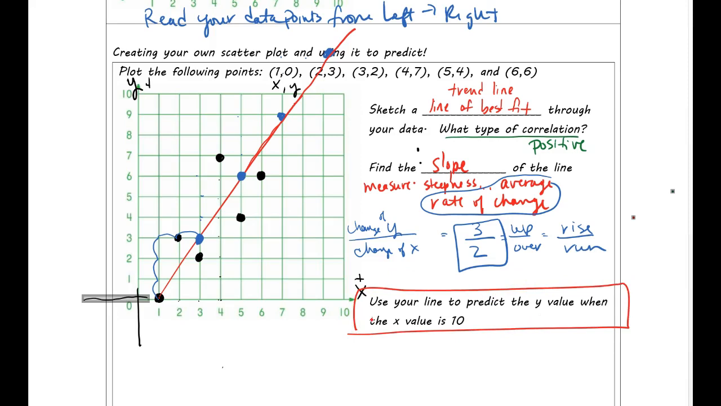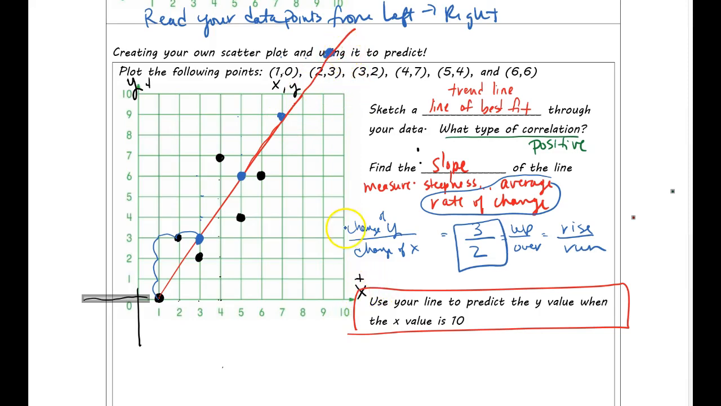Use your line to predict the y value when the x value is 10. Well, my red line totally went off the grid, right? If you go over to 10 and you look up, we were out of space. But if I kept that red line going, then we could make some kind of a prediction, okay?